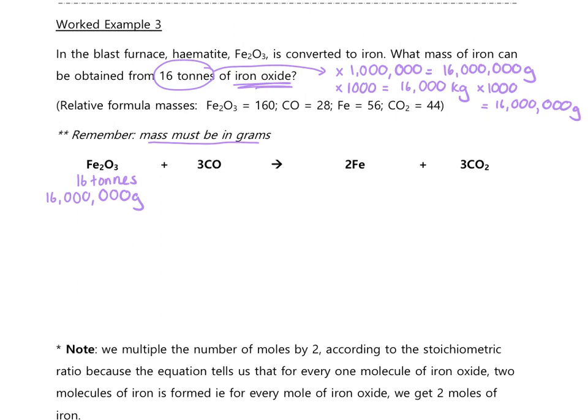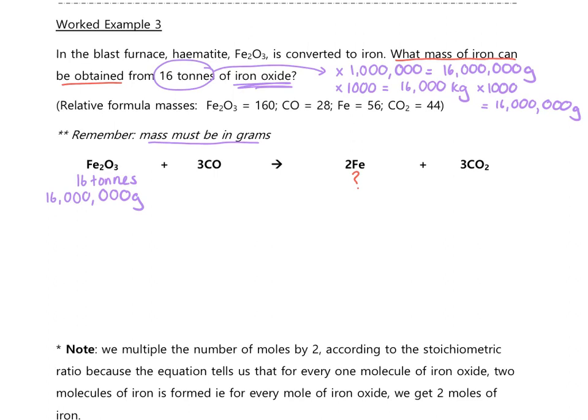The second part of step 1 was to write a question mark underneath what we're trying to work out. In this case, we're asked what mass of iron can be obtained. So I need to find iron in my equation. Iron is Fe, and so I write a question mark underneath Fe.